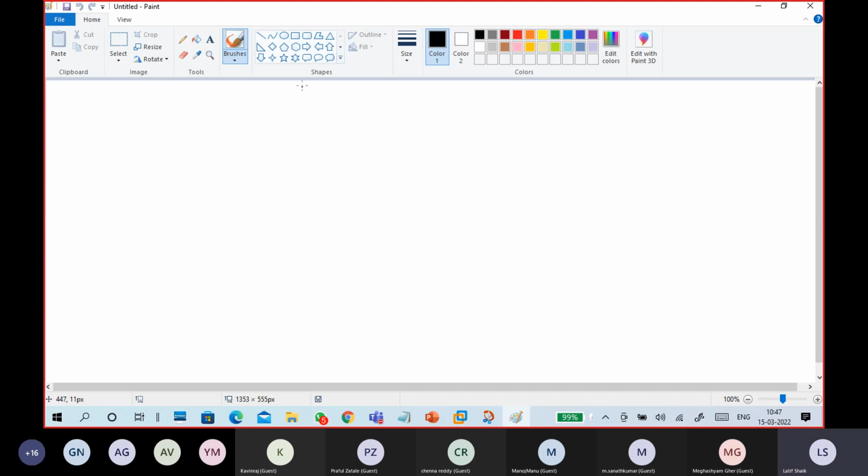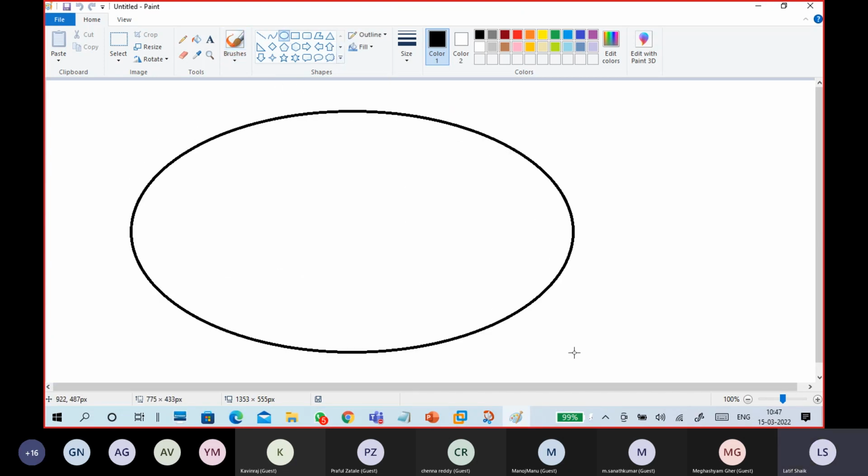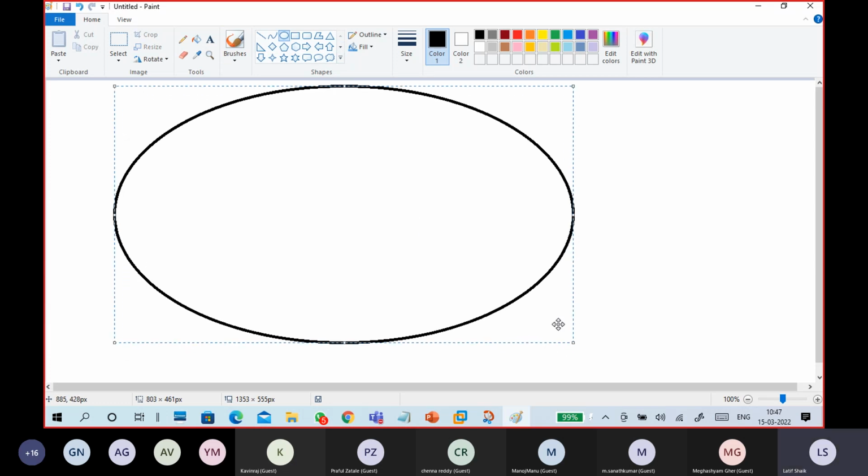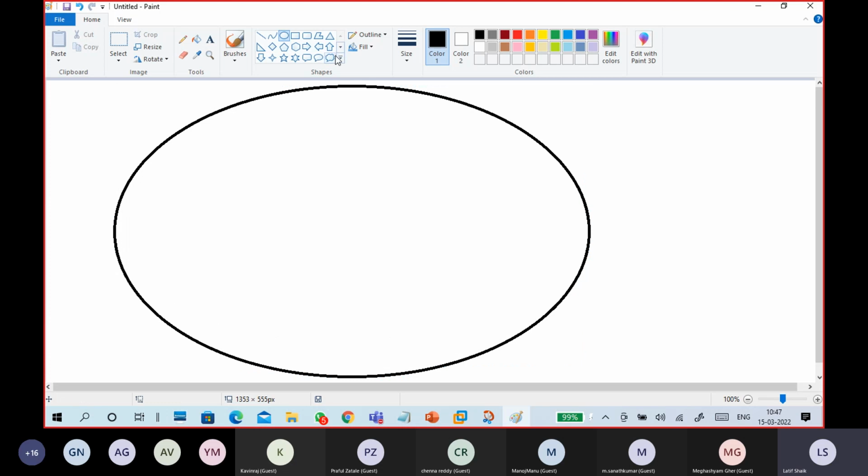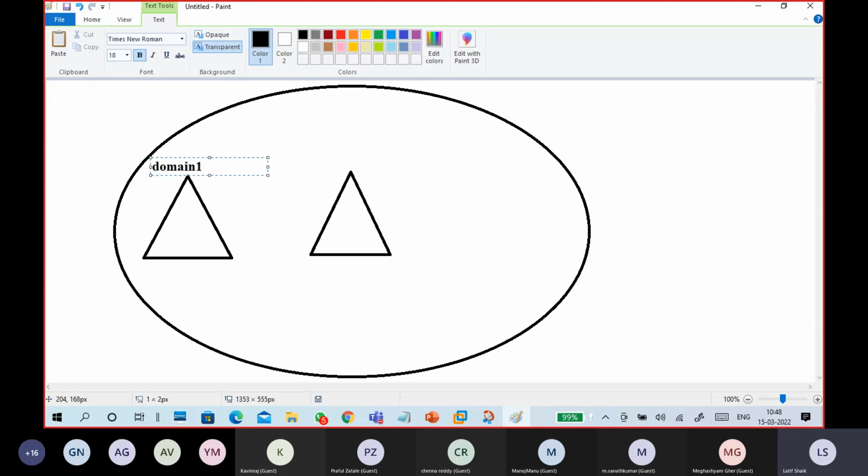Look here, guys. This is my entire forest. In a forest, we have domains: forest level domain, tree domains, child domains, like that. This is my domain, this is another domain. Forest is a security boundary. Within the forest, domains trust each other. This is my domain one .com, for example.